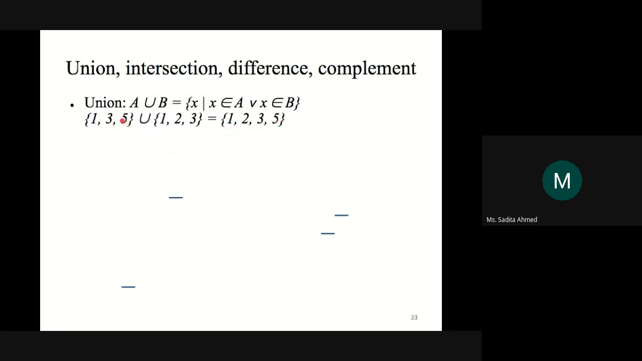2 is not there in the first set. It is still there in the union. 5 is not there in the second set. It's still there in the union. Right? So as long as it's at least in one of the sets, it will be there in the union.